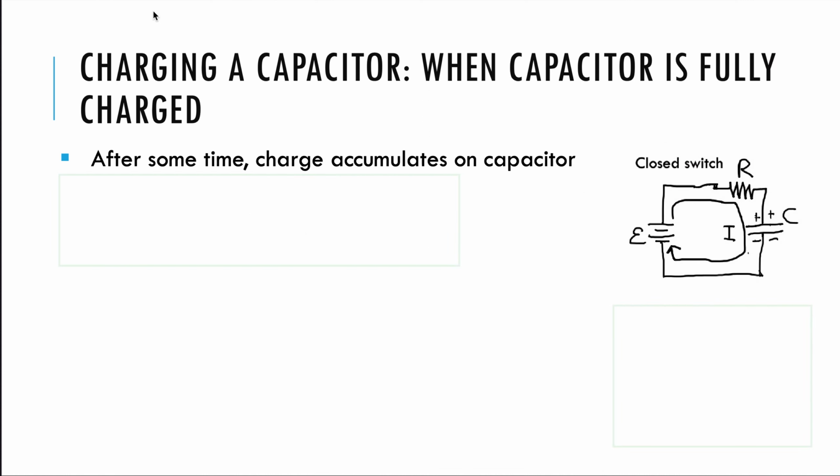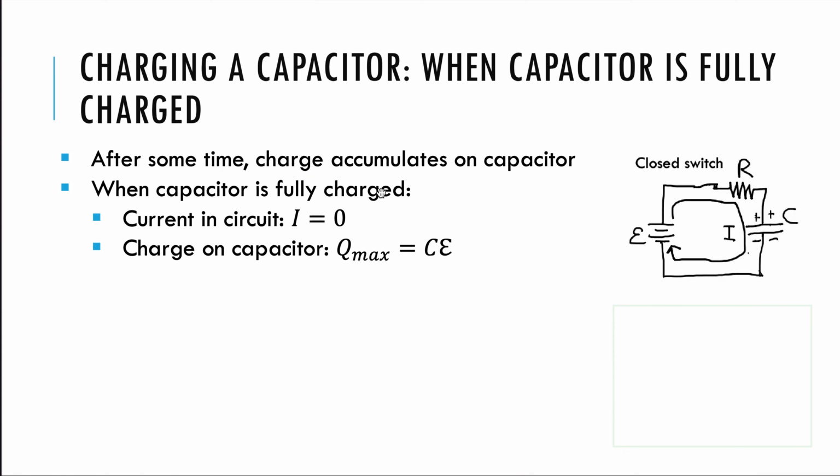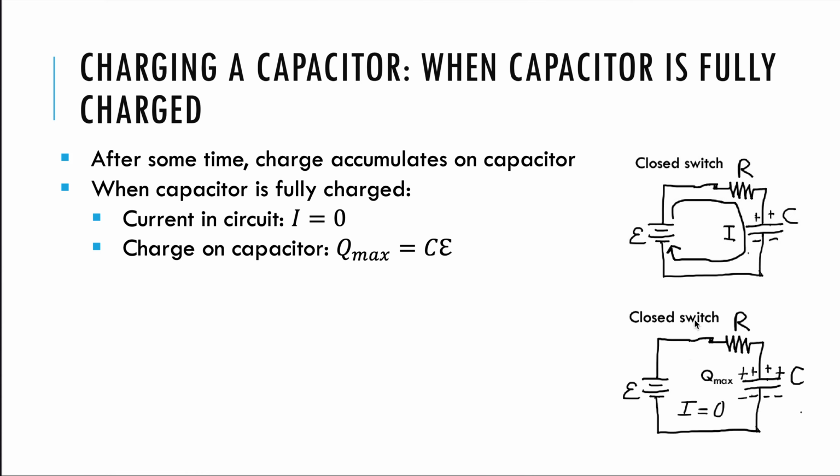After some time, charge starts to accumulate on the capacitor. We can imagine the current over here, and all the positive charges accumulating here, and all the negative charges accumulating down here. So after a while, and we'll talk about how long this takes, the capacitor is going to be fully charged. That's my bottom picture here. There comes a time when the potential difference on the capacitor is the same as the EMF of the battery, and so no more charge can accumulate. We have reached our maximum charge on the capacitor.